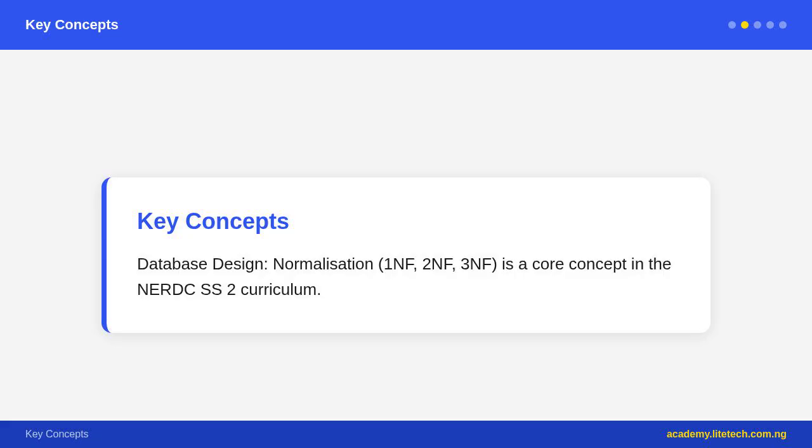First normal form, 1NF. A table is in 1NF if each column contains only atomic, indivisible values, no lists, no sets, no repeating groups in a single cell. Each column contains values of a single type. Each row is unique. There is a primary key.